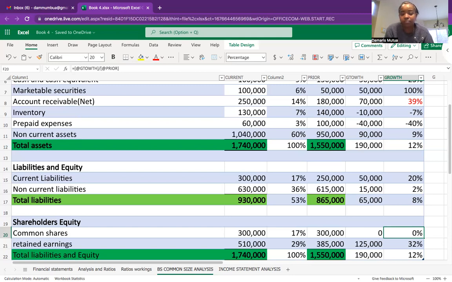Guys, that is what I had for you when it comes to analyzing the balance sheet, to know the financial health of your balance sheet. So every percentage you need to dig down, you need to understand. You need to know exactly why there is a decline, why there is an increase. It's important. That way you are able to know if every line item is reported the way it's supposed to be.